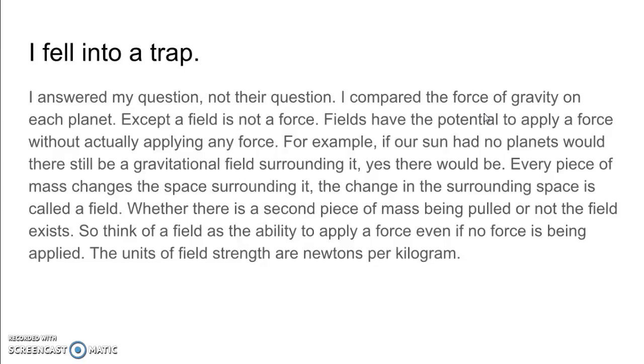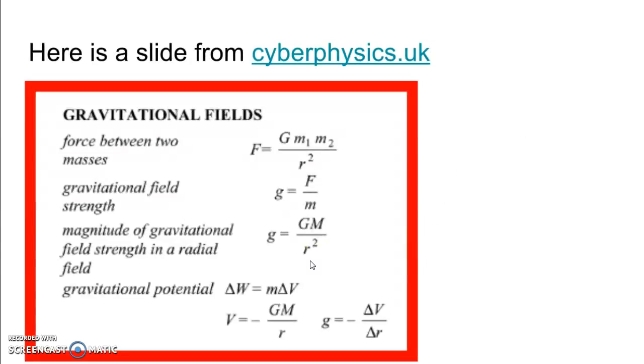So all pieces of mass change the space around them. They have the ability to pull on a piece of mass, even if the other piece of mass isn't there. Anyway, the units for field basically spell out what we're about to do. It's not newtons, that's the force. It's newtons per kilo. And so this is a good slide that I stole from cyberphysics.uk. Here's the force due to gravity, but if you divide by mass, you end up with the field, gravitational field.